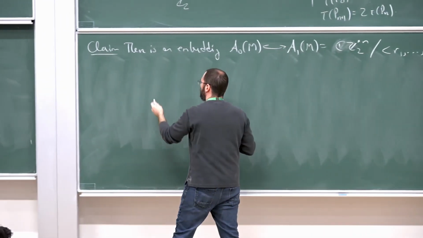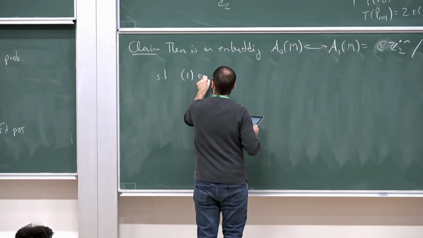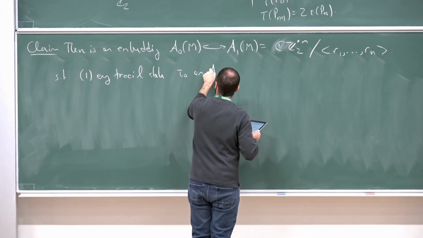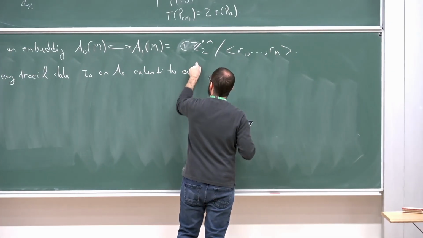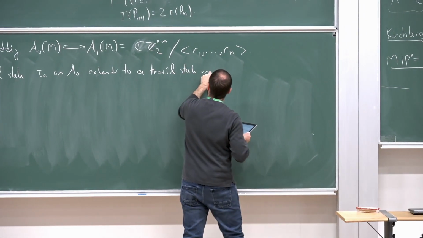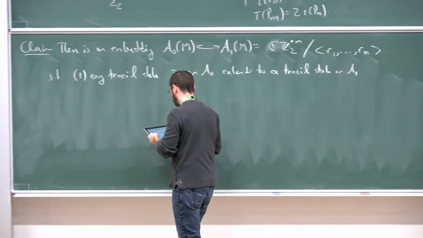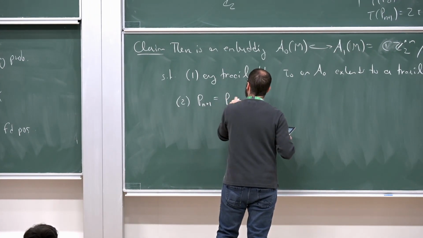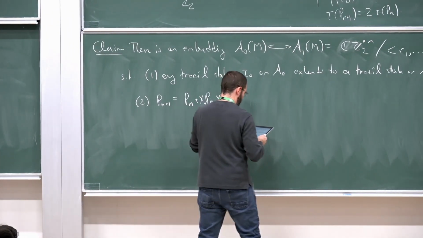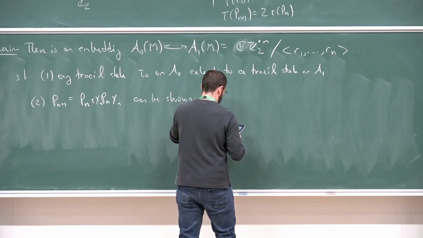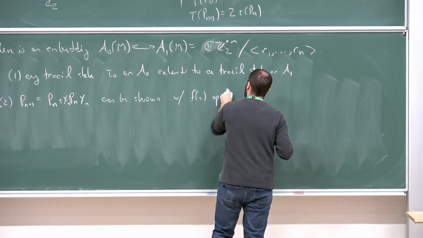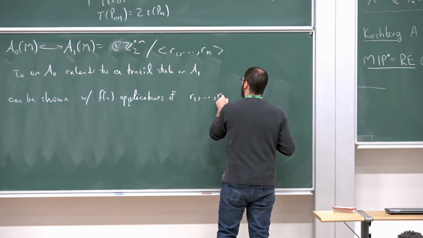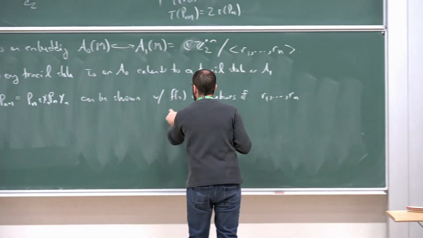And what property does this embedding have? Such that every tracial state, now 0 on A0, extends to a tracial state on A1, and Pn plus 1, our key relation here, Xn Pn Xn, can be shown with Fn applications of our relations R1 up to Rn. Where this is actually a polynomial function of n.